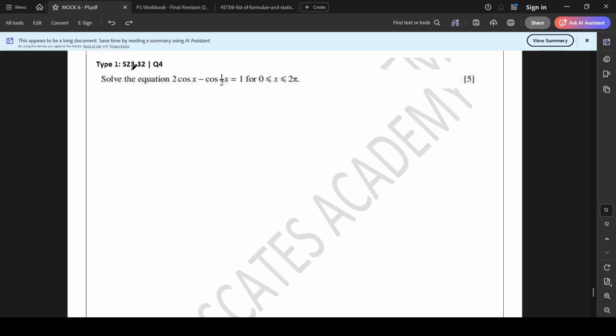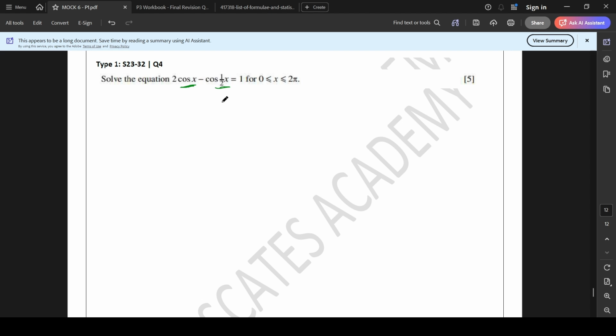So this question is coming from May June 2023, paper 3 variant 2, and this is the fourth question. We are trying to solve the equation that has a relationship of cos x with the cos of half x in the domain 0 to 2 pi. So whenever we are given an equation to solve that involves trigonometry terms, and you notice the angles are different, cos x is there and then cos of half x is there.